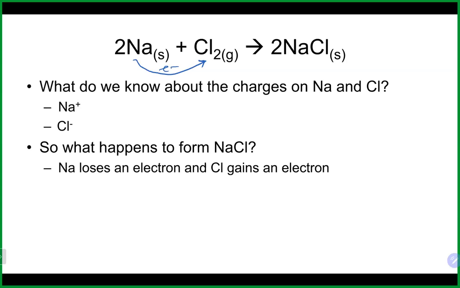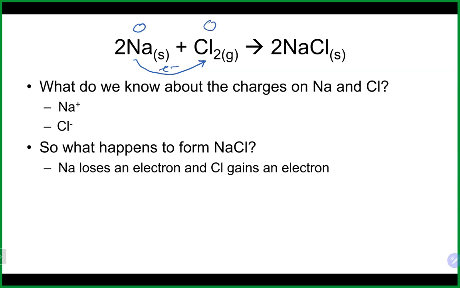Now, how can we tell what's going on in terms of the charges or the oxidation state? If you have anything that is by itself, not combined with any other element, it's just that element by itself, it has an oxidation state or a charge of 0. So sodium over here by itself has a 0 oxidation state. Chlorine over here also has a 0 oxidation state.